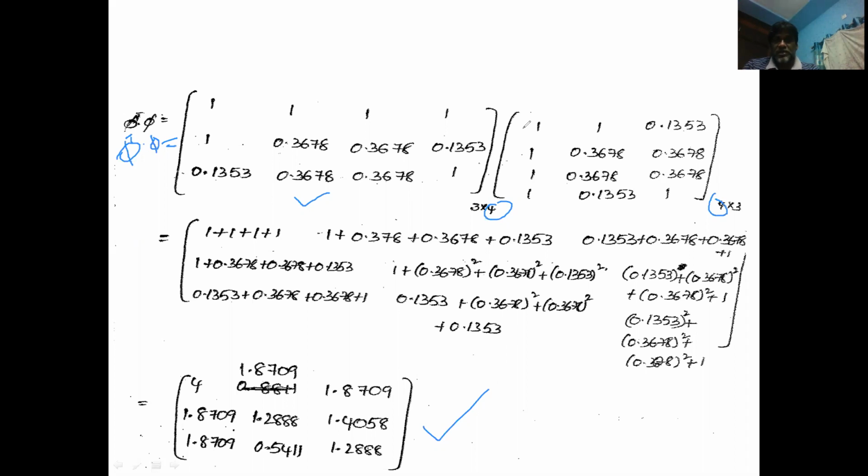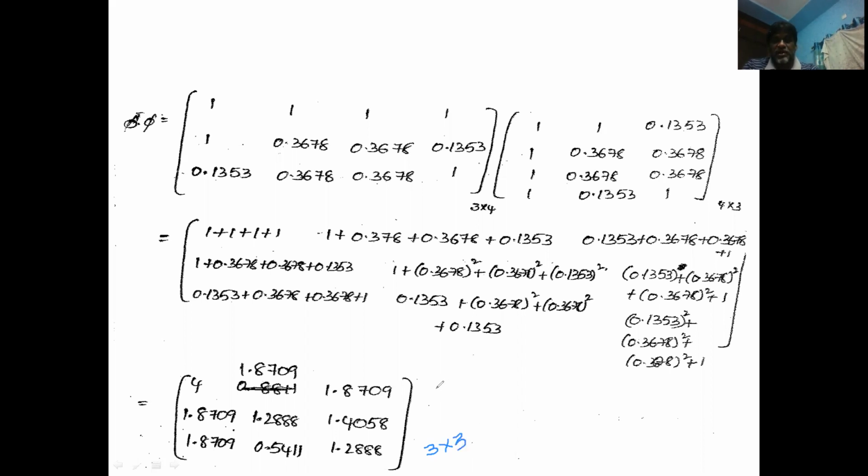It's simple matrix multiplication. You can perform it on your own and verify the answer. Once you get phi power t into phi, the next thing is, what is the size of this matrix? The size of this matrix is 3 by 3, because we need to find the inverse of this matrix.